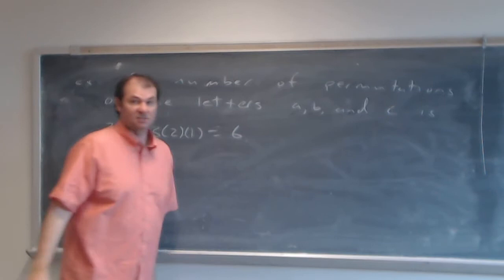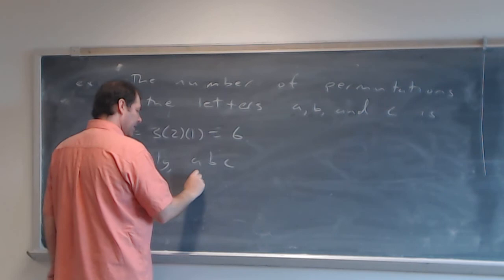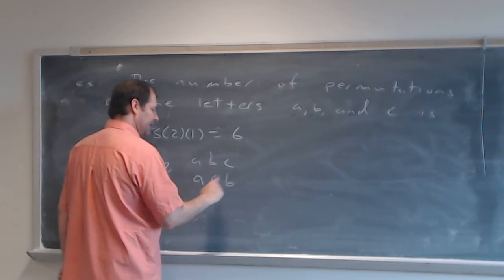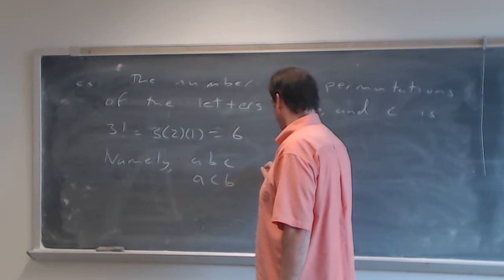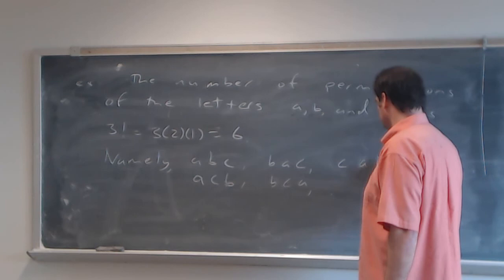Well, that's a small number. I can write those down. Namely, I'm going to write them down in a systematic way. We could have A, B, C, that's 1. Then we could have A, so I'm thinking A is first in this kind of category. We could have A, C, B. That's all the ways in which A could be listed first for the permutation for these 3 letters. Then we could have B being first. So it could be B, A, C, or B, C, A. And then lastly, we could have C first. So it could be C, A, B, or C, B, A. And so those are the 6.